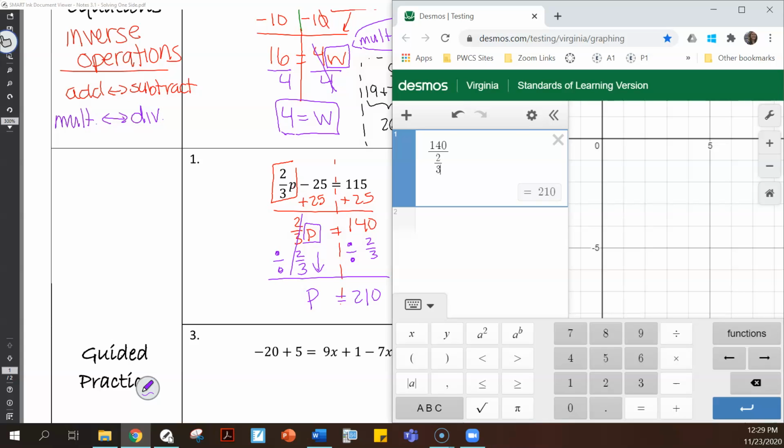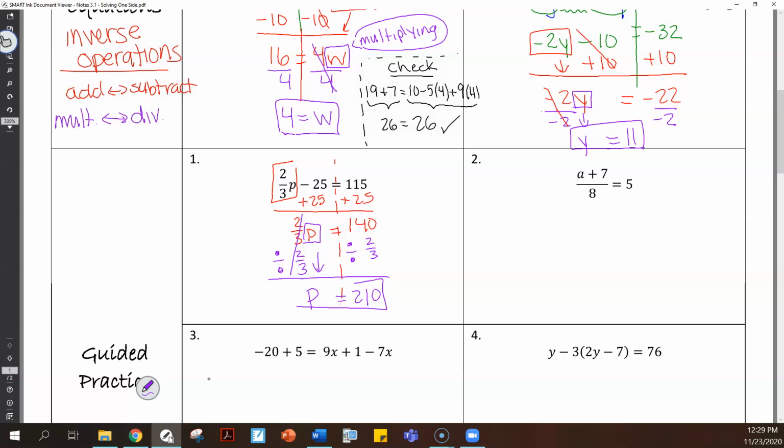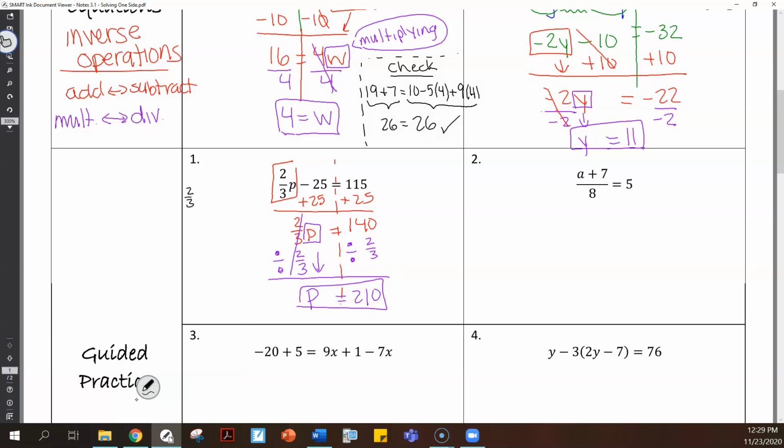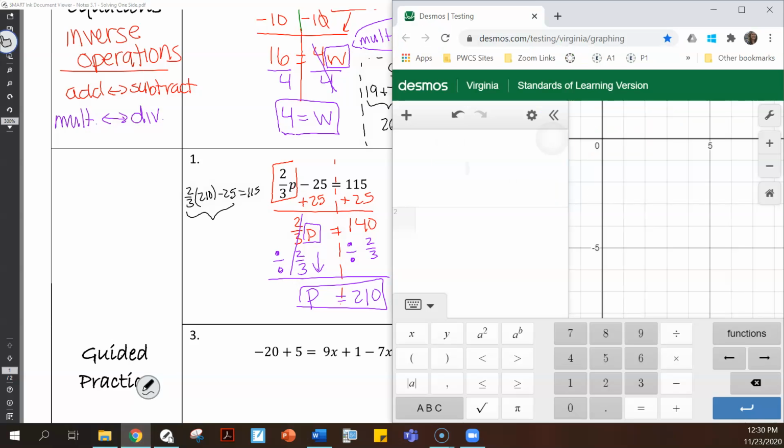Okay. Again, I can check to make sure that this is done correctly. All I'm going to do is plug that value into my original equation. So I've got 2/3 times 210 minus 25, and I want to see if that equals 115. So I'm going to simplify each side using Desmos. 2/3 parentheses, scooch out of my fraction, 210 parentheses minus 25, that equals 115. My other side also equals 115, so this is correct.